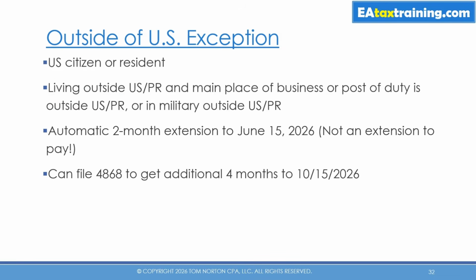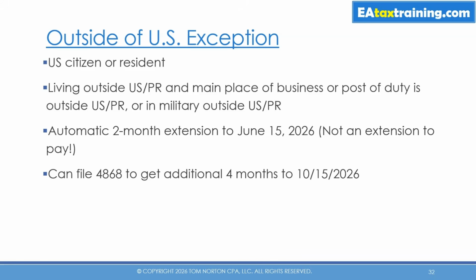There are certain cases where you do get a truly automatic extension where you don't have to file the form. The first is if you are living outside of the United States and your main place of business or post of duty, if you're in the military, is outside of the United States. In that case, you get an automatic 2-month extension to June 15th of 2026. So you don't have to file the 4868. And as long as you file by June 15th, then you are good to go. And again, June 15th is a Monday, so that is the correct date.